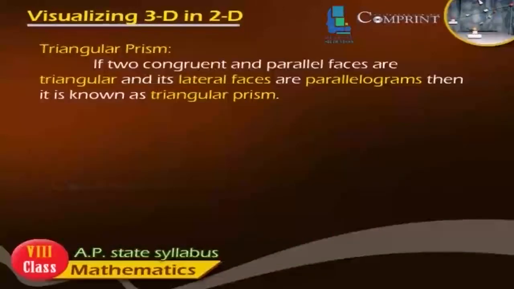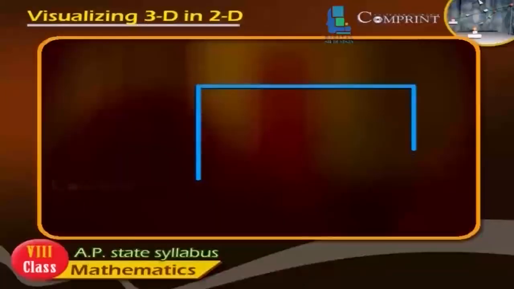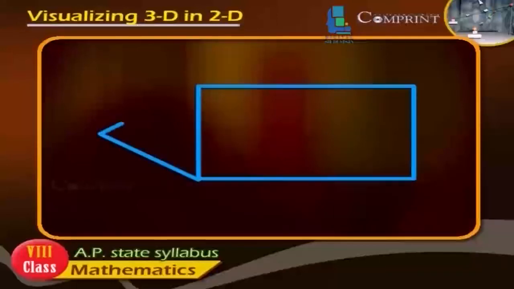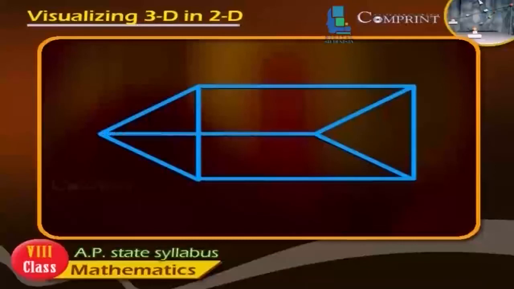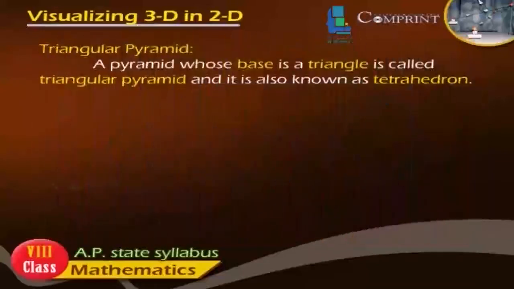Triangular prism. If two congruent and parallel faces are triangular and its lateral faces are parallelograms, then it is known as a triangular prism. Triangular pyramid. A pyramid whose base is a triangle is called a triangular pyramid, and it is also known as a tetrahedron.